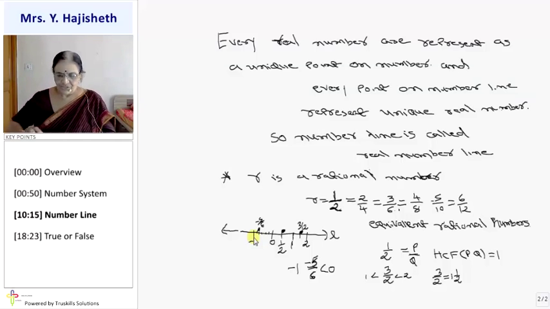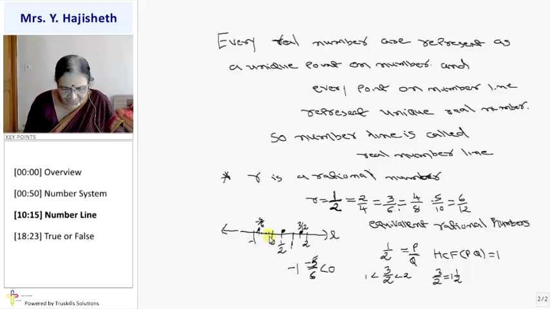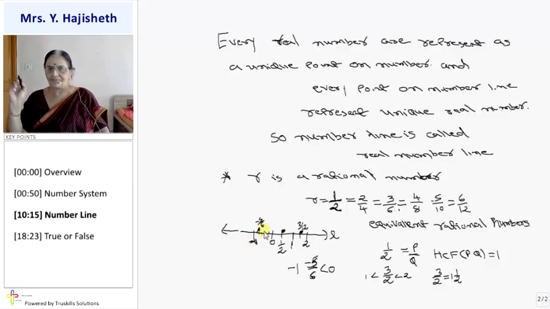Clear? And from 0, the first part is minus 1 by 6. Second part is minus 2 by 6. Third is minus 3 by 6. Fourth is minus 4 by 6. Fifth is minus 5 by 6. And minus 1 is minus 6 by 6. Clear? So you have learned this. Just I revise.